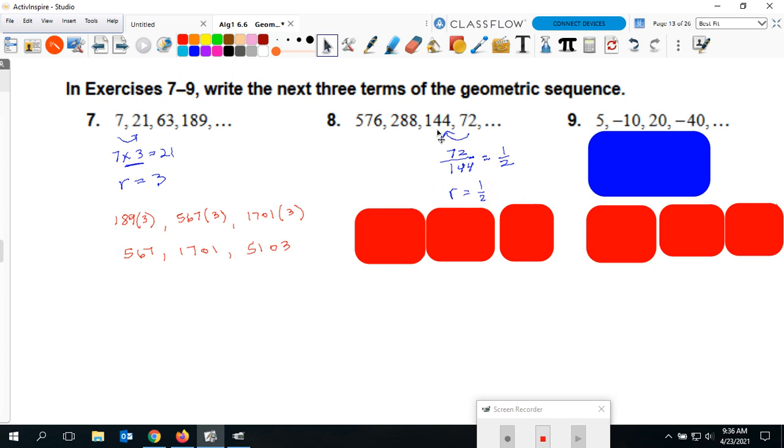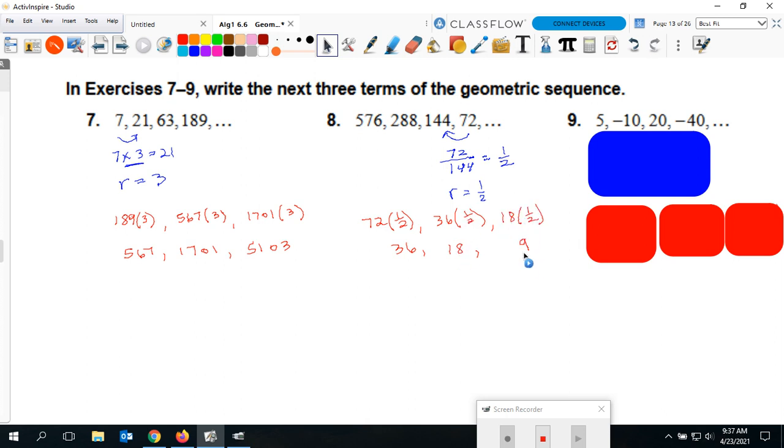So basically we're saying 144 times a half is 72. So the next number would be taking 72 and timesing it by a half. 72 times a half is 36, or you can think of half of 72 as 36. And then we do half of 36 to get the next one. Half of 36 is 18. And then half of 18 would give us the last one we'd need, which would be 9. So 36, 18, then 9 are the next three numbers in the sequence.